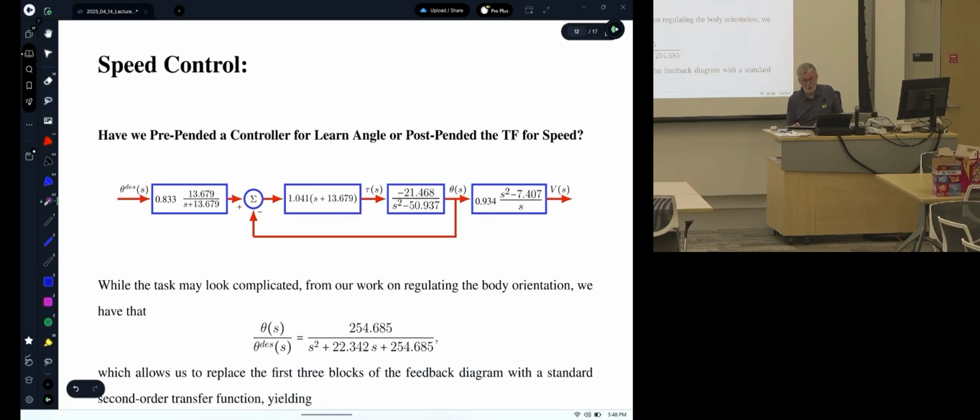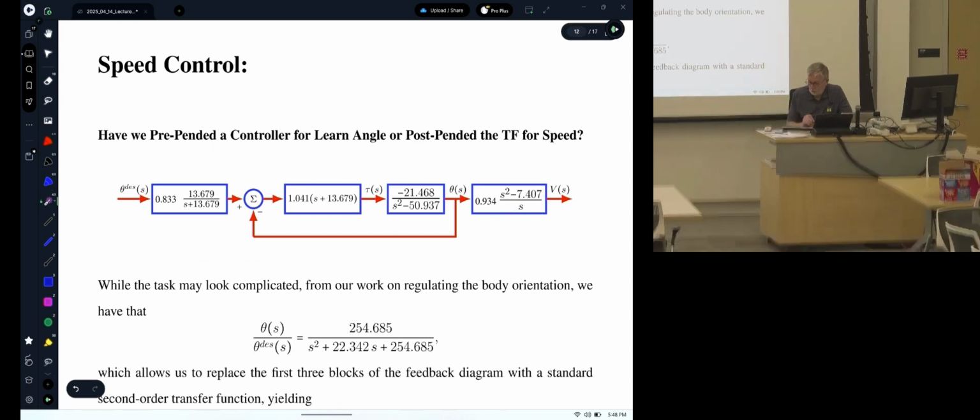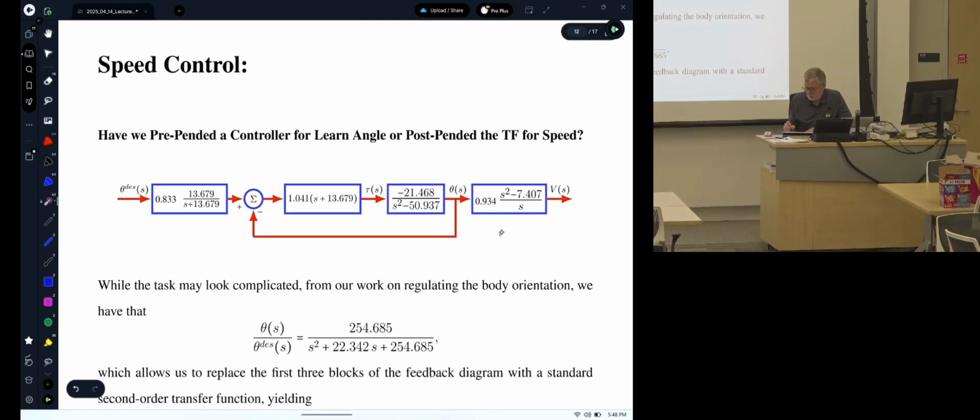Okay, so that's all I've done. We designed this first. And I asked the question, have we pre-pended a controller to this, or did we post-pend the transfer function for speed? It's six of one, half a dozen of the other. But this is our transfer function now.